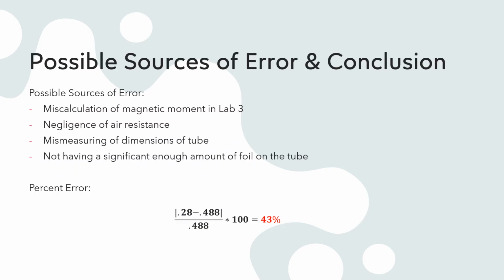Some possible sources of error would include the miscalculation of the magnetic moment in Lab 3, the negligence of air resistance, the mismeasuring of dimensions of the tube in the real-life experiment, or not having a significant enough amount of foil on the tube to make a noticeable difference in time of flight compared to no foil. When calculating the percent error between our actual measurements and the simulation measurements, we get a 43% error, which is indicative that one or more of these error sources is applicable.